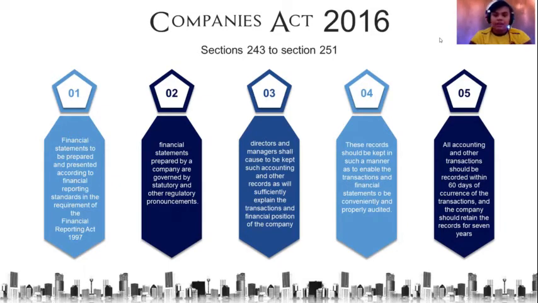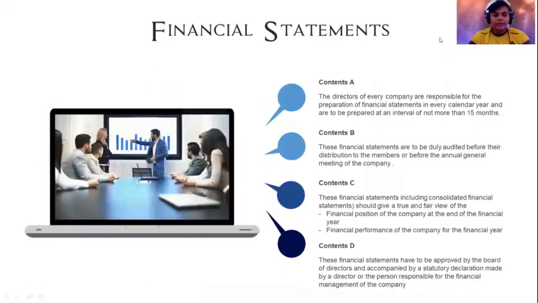And all company records, all the transactions should be recorded within 60 days and should be retained for 7 years. Next is the financial statement. The director of every company is responsible for its preparation every year, and the time limit is not more than 50 months. So every year there should be a financial statement, and the duration is not more than 50 months.